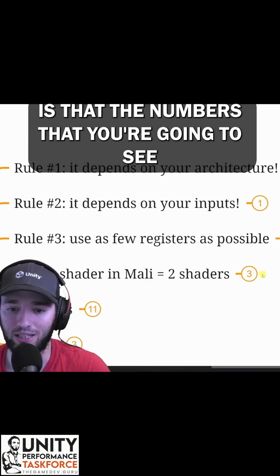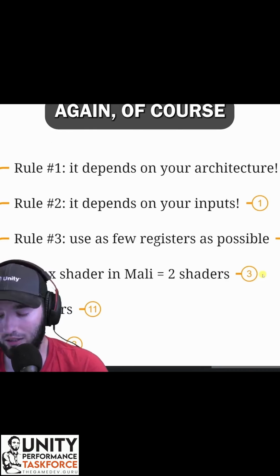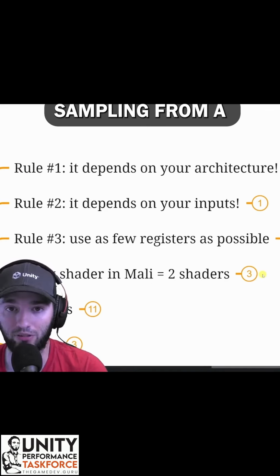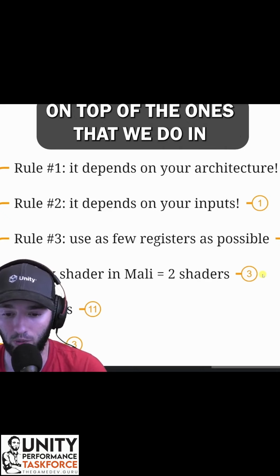The rule number 2 is that the numbers that you're going to see that are coming from Mali offline compiler are just an approximation. Again, of course, if you do bilinear filtering, that's going to be cheaper than if you are sampling from a trilinear filter texture, right? There we have to do a lot of samples on top of the ones that we do in bilinear filtering.